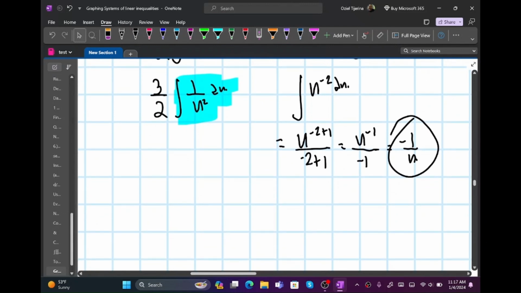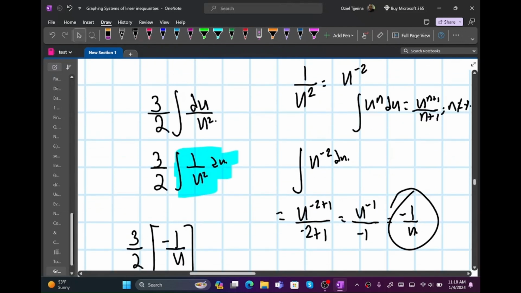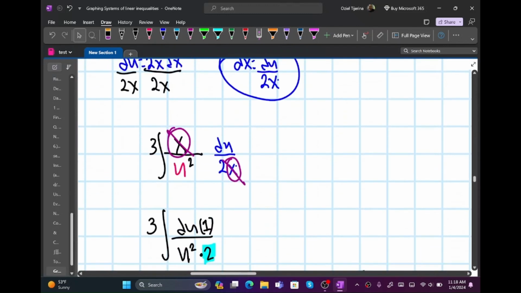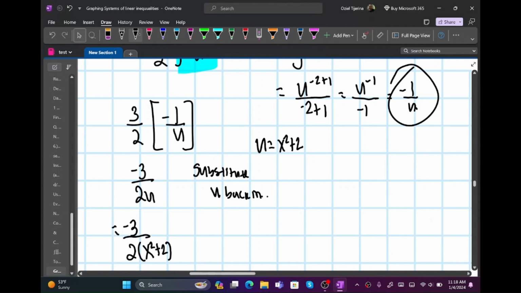So this is going to end up giving me 3 over 2 times the quantity negative 1 over u. And so finally, we're just going to substitute u back in. Well, this will be negative 3 over 2u. And so u, remember, was x squared plus 2. Yeah, so u was x squared plus 2. So then we're just going to substitute u back in. So it's going to equal negative 3 over 2 times the quantity x squared plus 2.